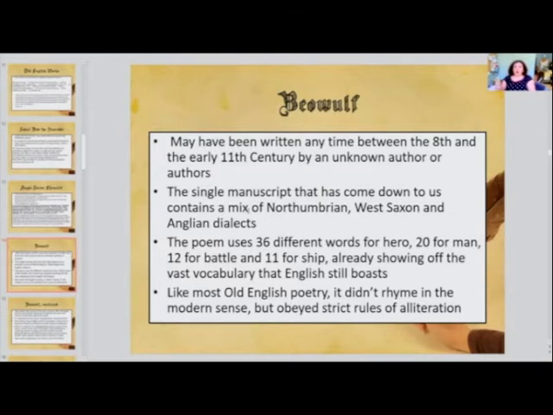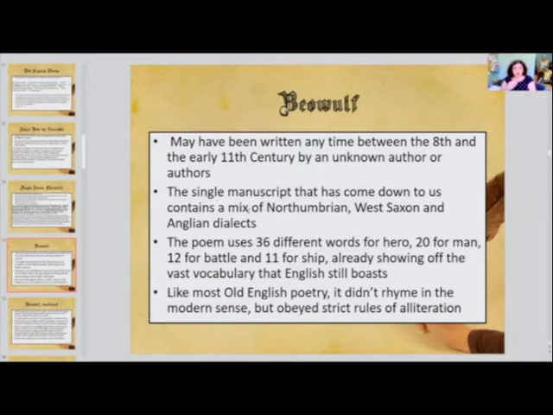The poem uses 36 different words for hero, 20 for man, 12 for battle, 11 for ship. So why do I bring that up? English has an enormous vocabulary, and as early as the 8th and 11th centuries, we had all these words already, a huge, huge variety, which allowed for amazing poetry.